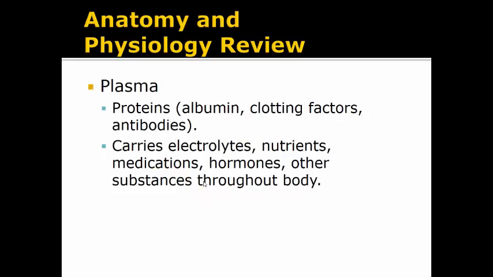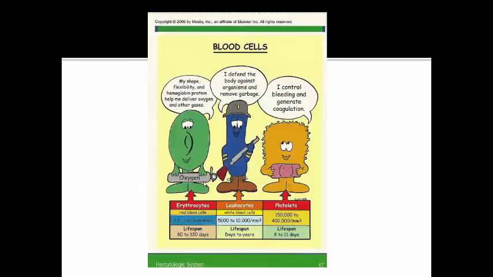Your plasma is going to carry proteins, your albumin, clotting factors, your antibodies, all these things that they test for if they're doing blood transfusions. It's also going to carry electrolytes and nutrients. Some carbon dioxide is actually dissolved in plasma. So there are lots of different things that come through this channel here.